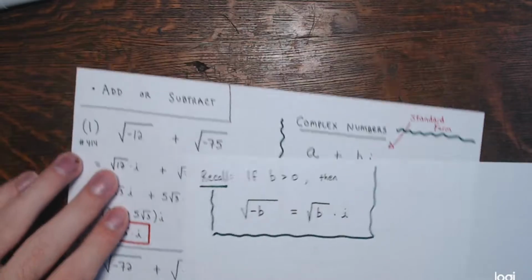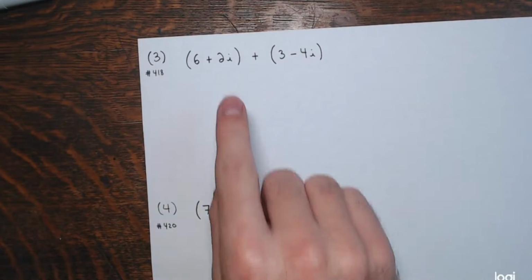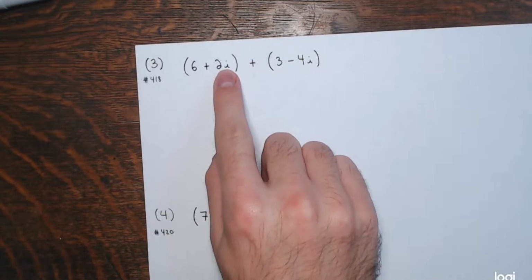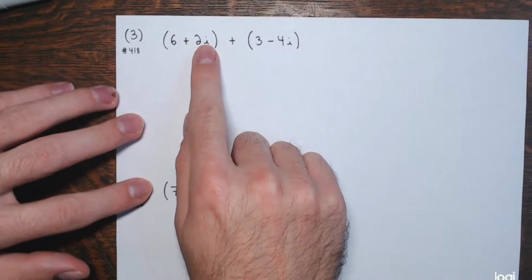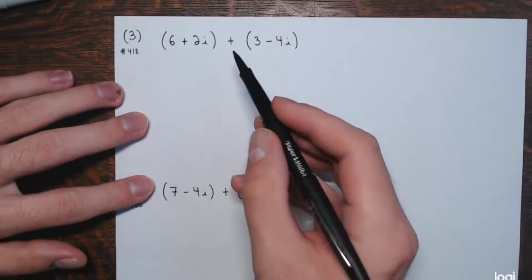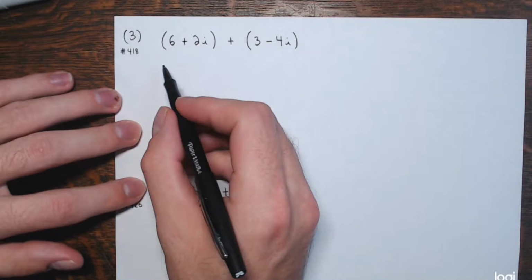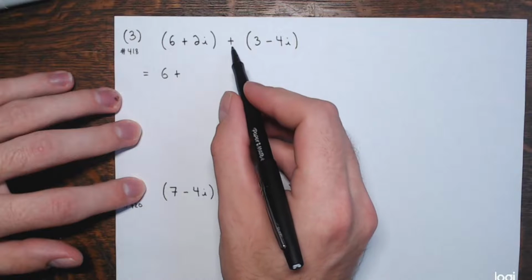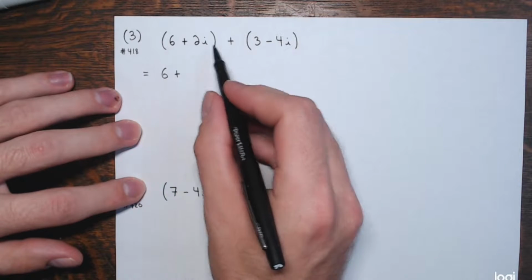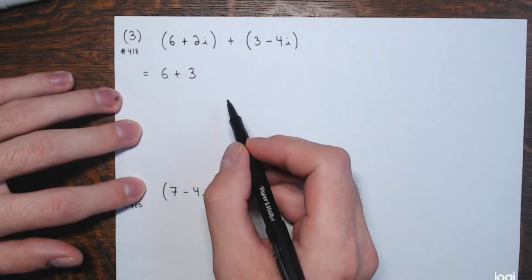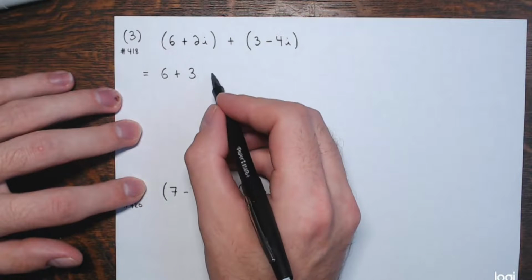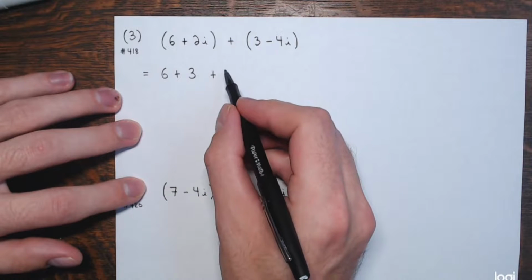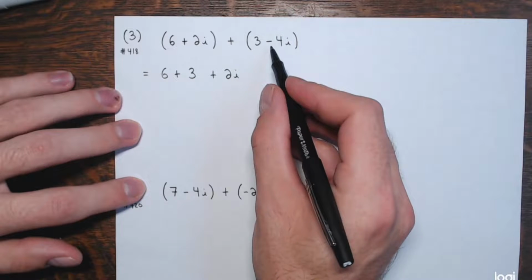All right, so the next question. Now here we don't have square roots of negatives, but we do have imaginaries. We have the i. And like I said, you just combine like terms. This is 6 plus 2i plus 3 minus 4i. I'm just going to, 6 plus the 3 would go together. Those are the real numbers. Plus 2i, then the positive 2i term and a plus negative 4i.